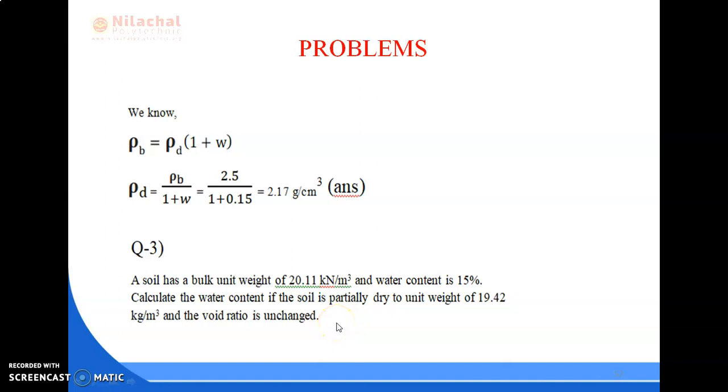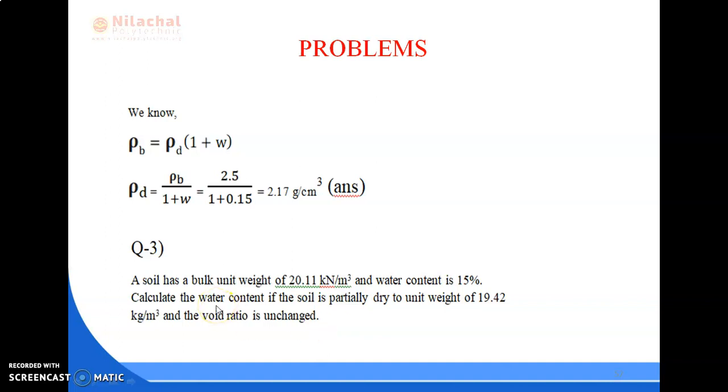Hello everyone. In the previous lecture we solved some problems based on the different interrelationships. In today's lecture also we are going to solve some more problems based on these interrelationships. So let us discuss question number 3.